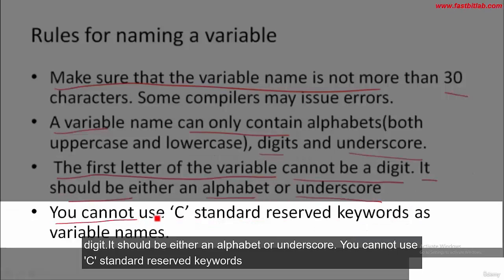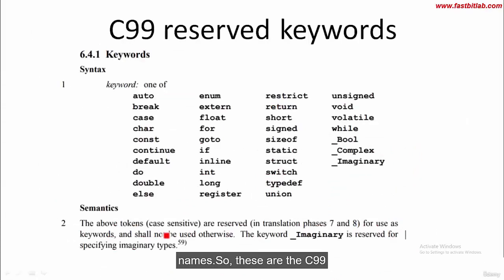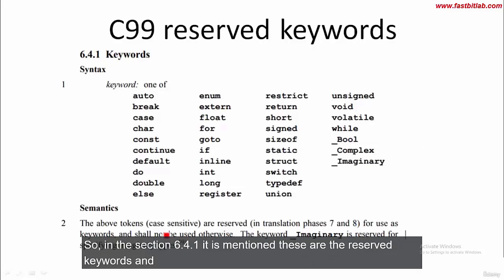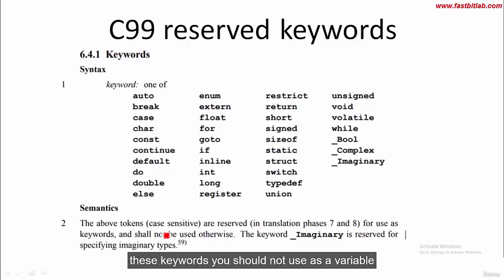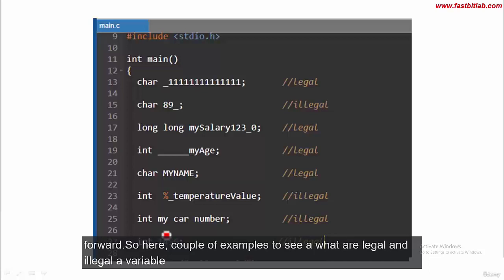You cannot use C standard reserved keywords as variable names. So these are the C99 reserved keywords. This table I took from the C99 standard. In section 6.4.1, it is mentioned that these are the reserved keywords, and these keywords you should not use as a variable name. Let's move forward.